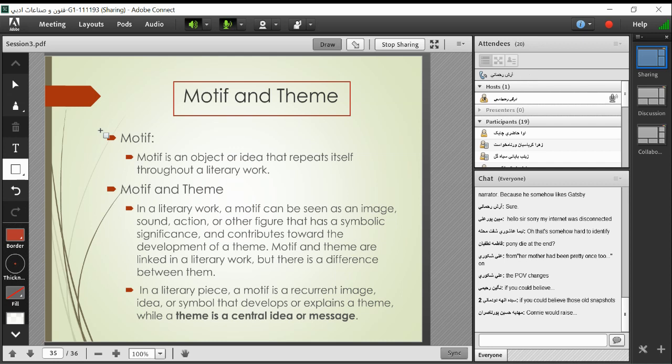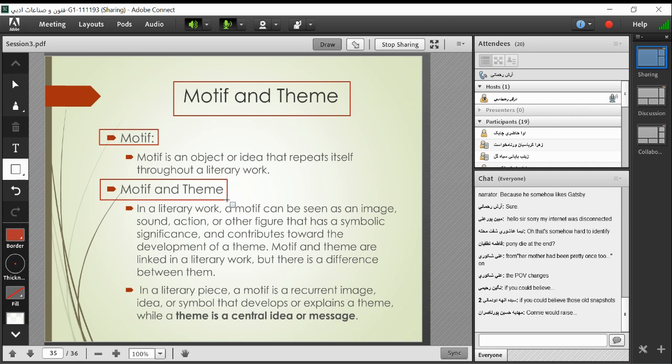The final part of today's class is actually the difference between motive and theme. Because usually a lot of students, even some teachers, use these two terms interchangeably as if there were no differences between them. But they are very different.